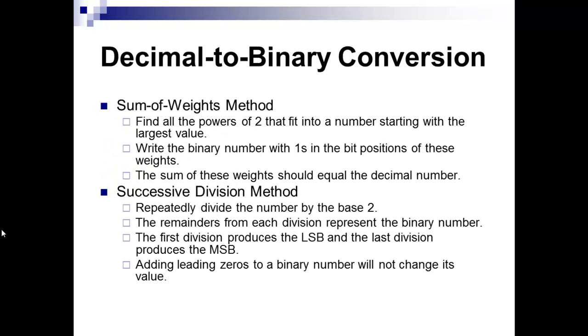There are two methods of converting from decimal to binary. The sum of weights method is really for small numbers, and successive division is for larger numbers. We're going to work out the same number using both methods, so you can see what's related and what's involved in converting those.